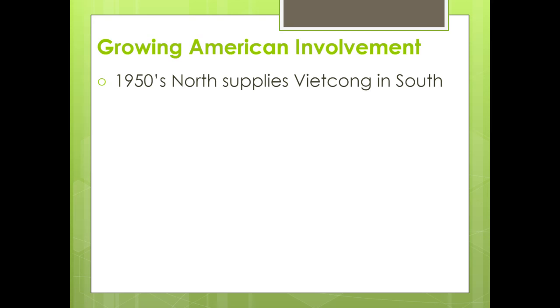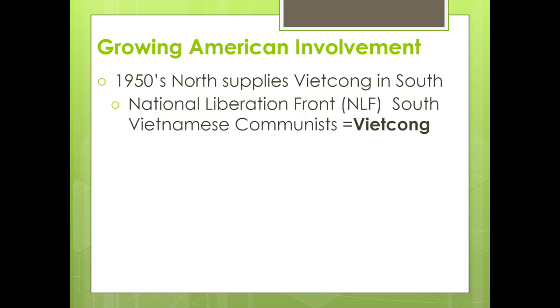So in the 1950s, the North begins to supply what are called the Vietcong in the South. And the Vietcong stands for the National Liberation Front. And they are South Vietnamese communists. That's a piece that you should star and remember. They're not soldiers from the North. They are South Vietnamese people who are rebels fighting against the South Vietnamese government. They want to flip it to communism.